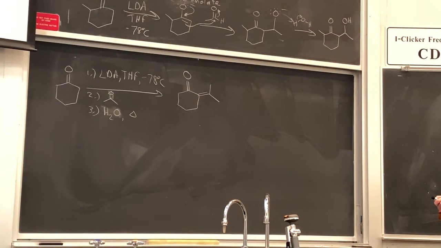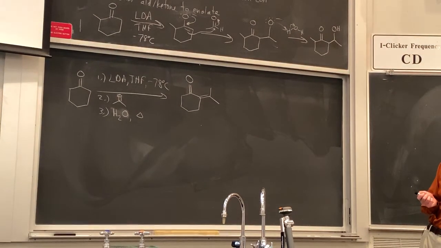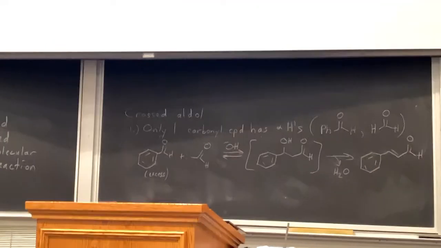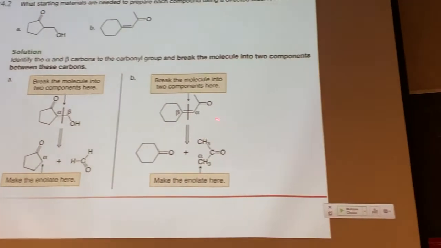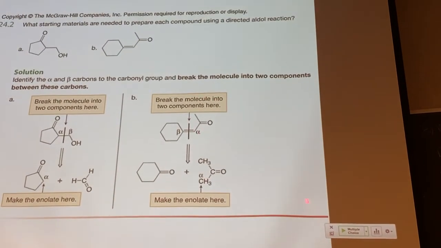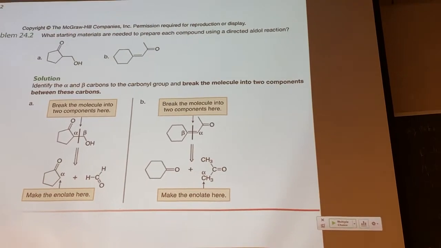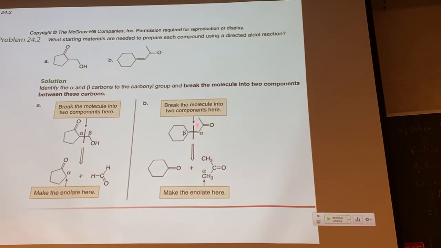What you do is you recognize that you disconnect the bond between the alpha and beta carbons. The carbonyl that goes with the alpha carbon is the one that you had to make the enolate from. So this bond we disconnect. The alpha carbon is now in the acetone. You see they've helpfully drawn it for you here. That tells you that this is the compound you had to make the enolate from in order to get that.